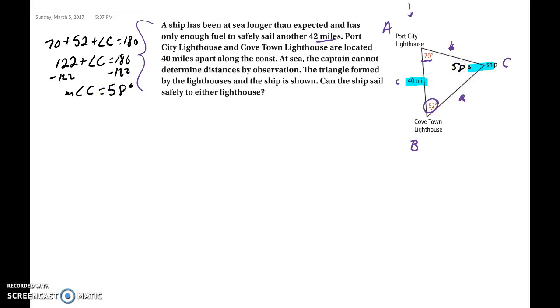All right, we can actually solve this problem now without even doing any other work, and we can talk about that in class if you can't identify why this problem is already solved here. All right, it doesn't ask us for any actual length. It just says, can the ship sail safely to either lighthouse? We actually have enough information already provided. All right, but we're going to go ahead and we're going to solve for this side B.